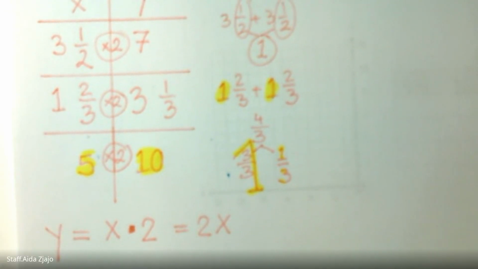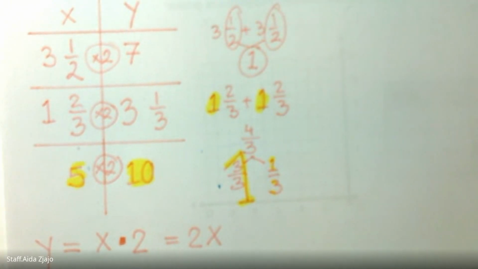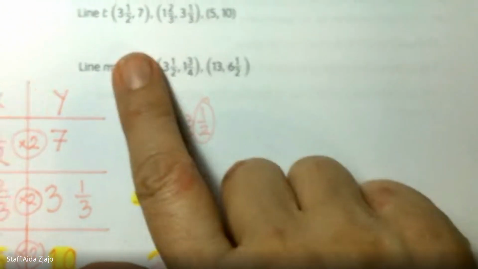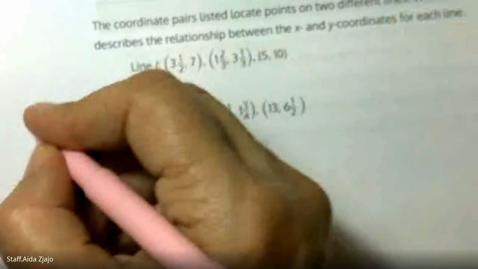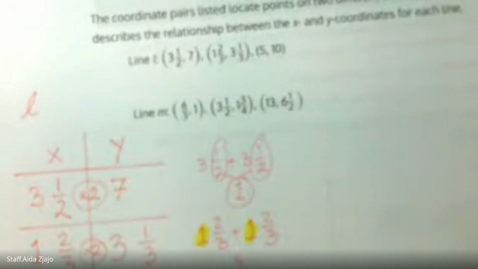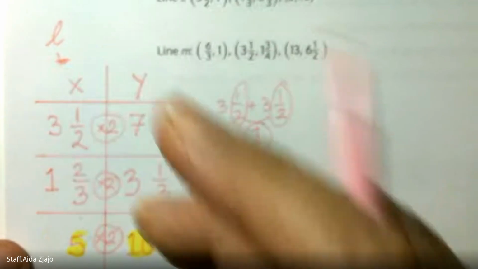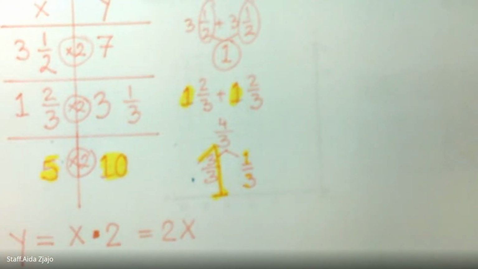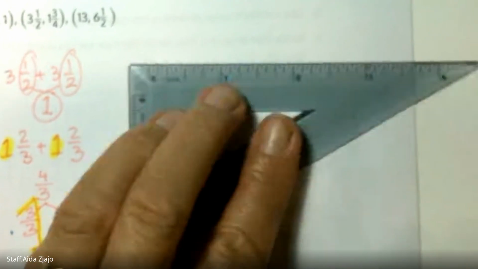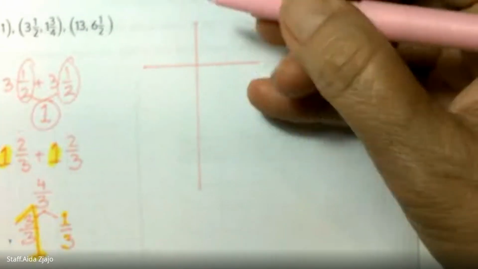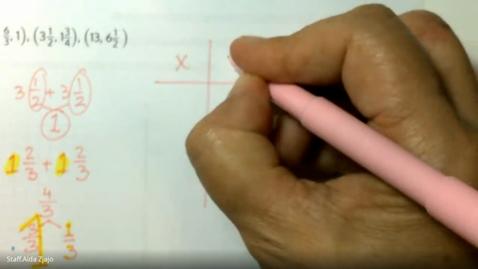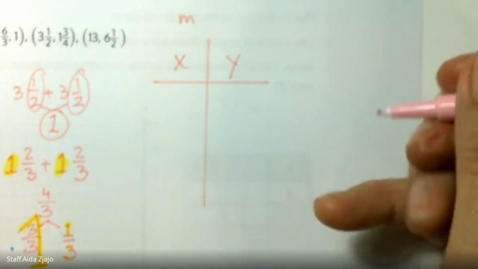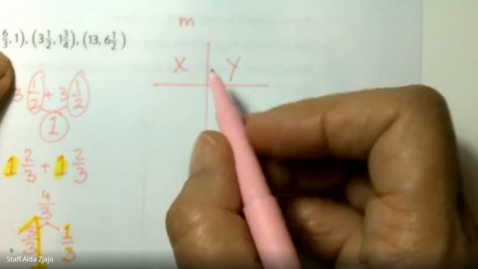Now we're going to think about the next line. This was line L, and now I'm going to do line M. I'm going to make a table for line M right here. So if this is X and this is Y for M, I'm going to have 6/3.